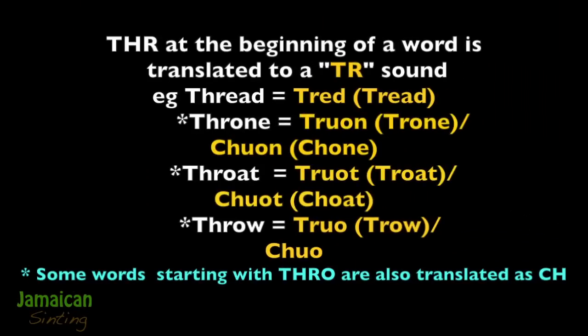Words that begin with THR are often translated to a TR sound. However, in some cases, they're also translated to a CH sound. And the word begins with THRO. Example.